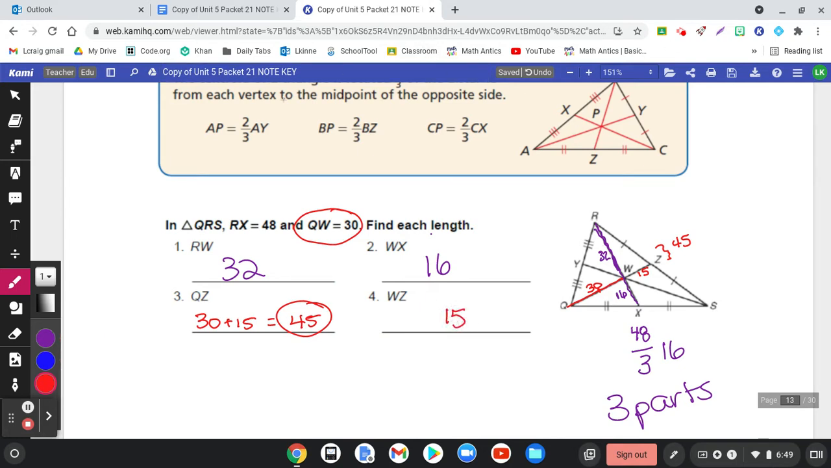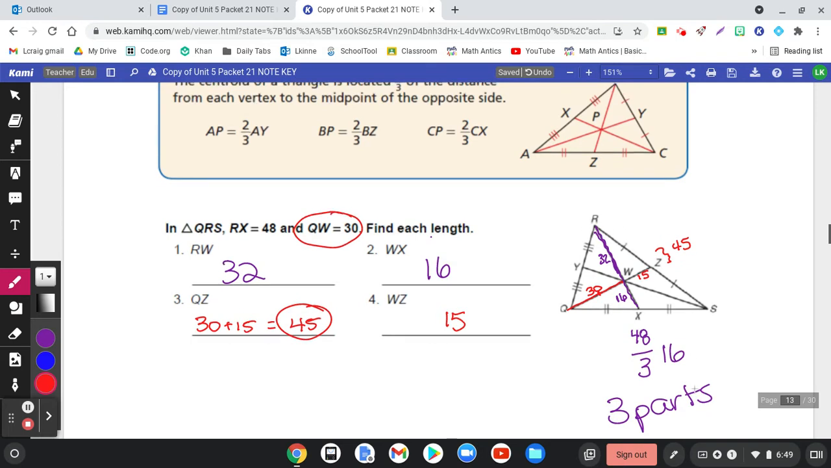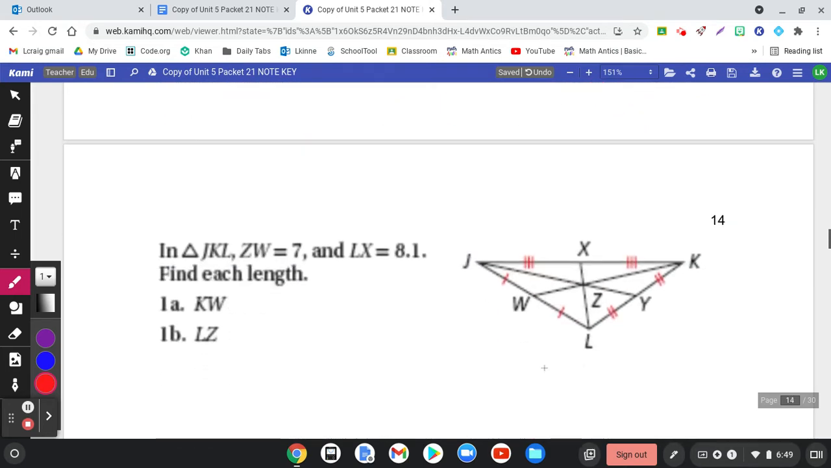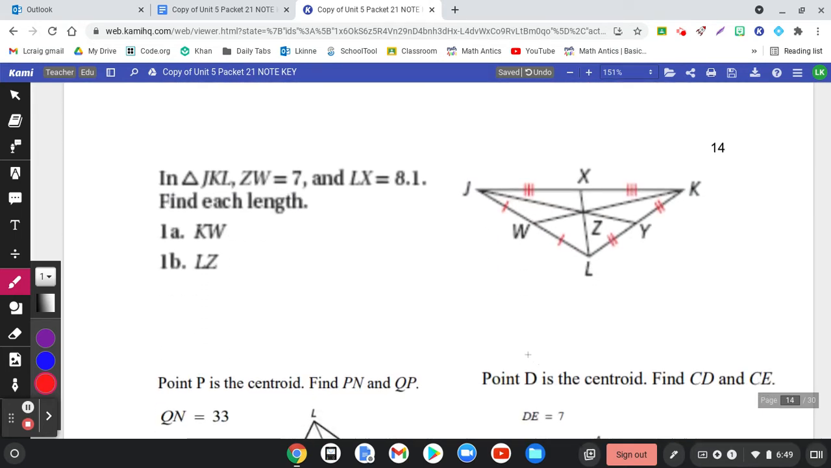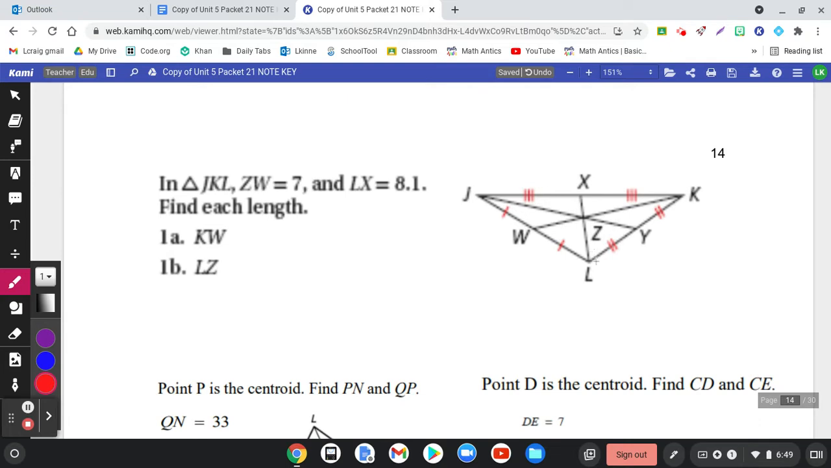All right, so again, you could use these formulas. I personally just like to think of it as 2 parts. The smaller part has 1, and the bigger part has 2. All right, now also keep in mind, because these are medians, it's cutting each side in half. All right, so let's take a look at another example. Just like any other time, if you'd like to try this on your own and then check with me, you can certainly do that.